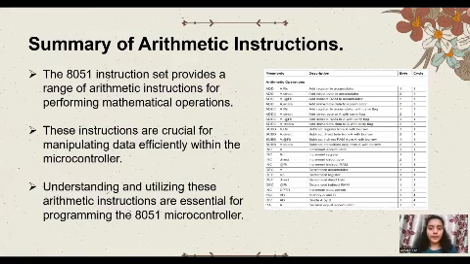So, a summary of the arithmetic instructions: the 8051 instruction set provides a range of arithmetic instructions in order to perform mathematical operations. These instructions are crucial for manipulating data efficiently within the microcontroller. Understanding and utilizing these arithmetic instructions in programming is essential for the 8051 microcontroller.